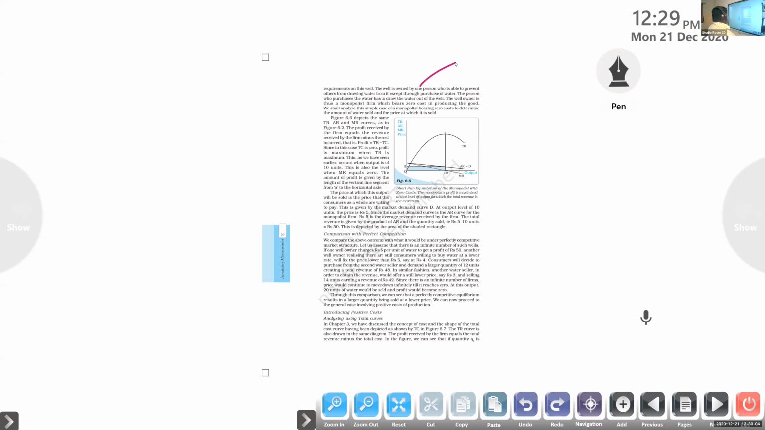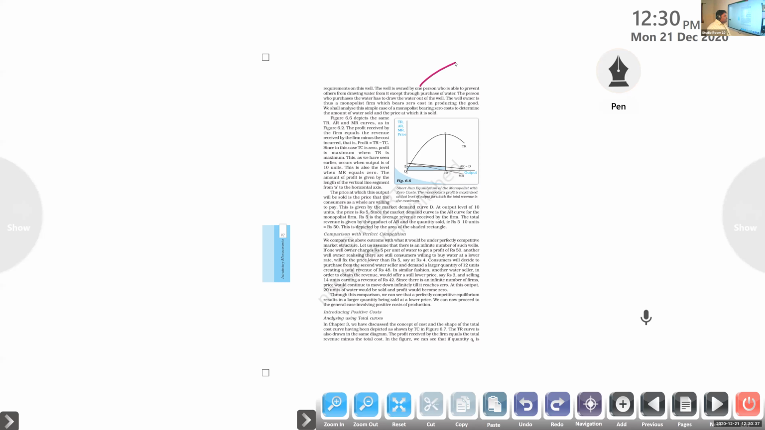So here the person is able to prevent others from drawing water from it except through purchase of water. The person who purchases the water has to draw the water out of the well. Example, if you want to purchase water, think all of us are living in that same village. If you want to use water, you have to pay money to the person who is the owner of the well. We only want to draw water from the well. He will not do that. We pay and we can take water from that well. The well owner is thus a monopolist firm which bears zero cost in producing the good.